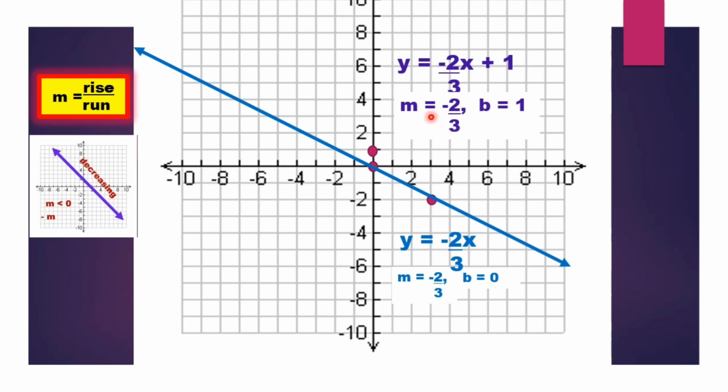So, ang kanyang slope ay negative. So, ang line niya dapat decreasing. Ito itsura niya. Okay? Negative 2 over 3. 1, 2, 1, 2, 3. So, this is the second point. We can now draw a line. Yan.